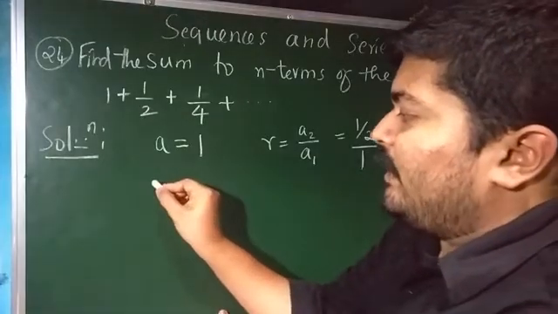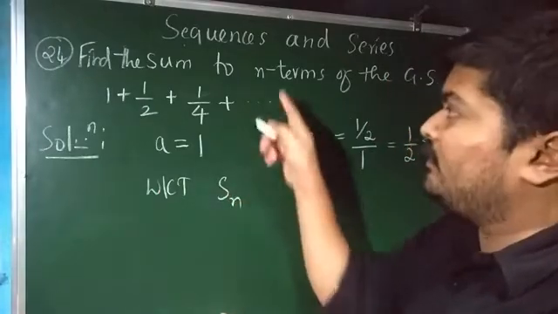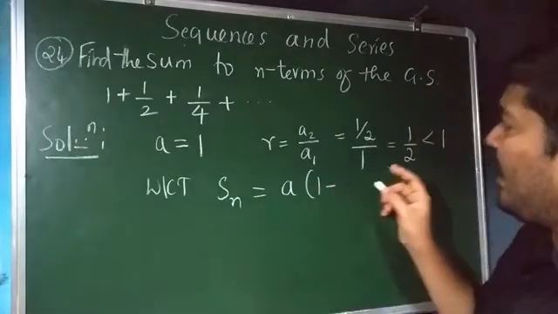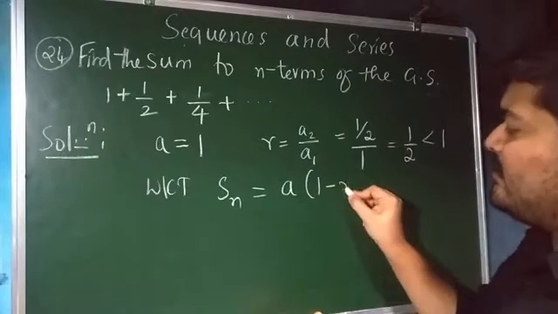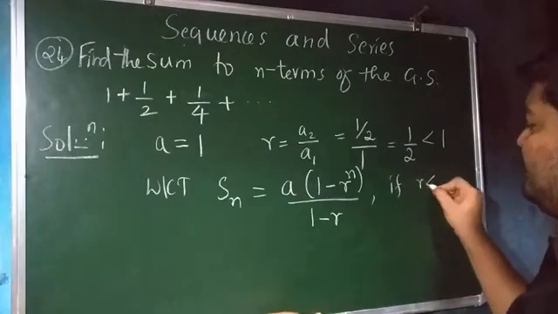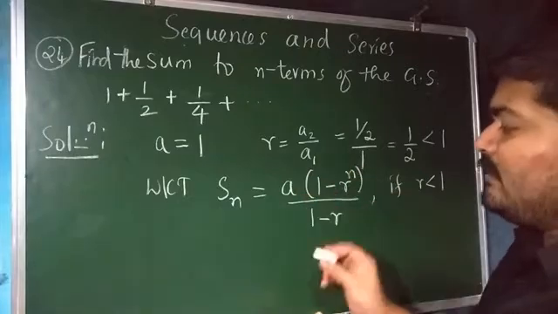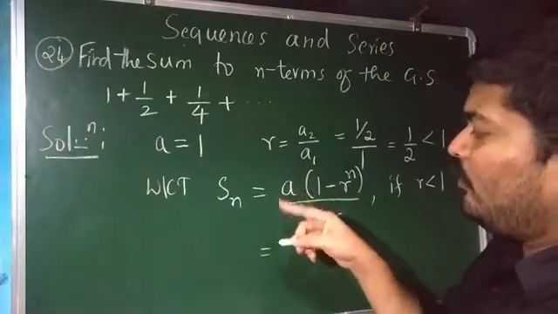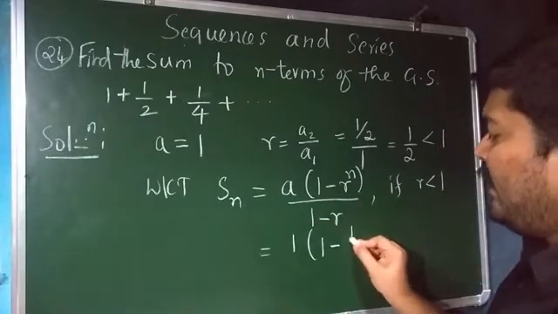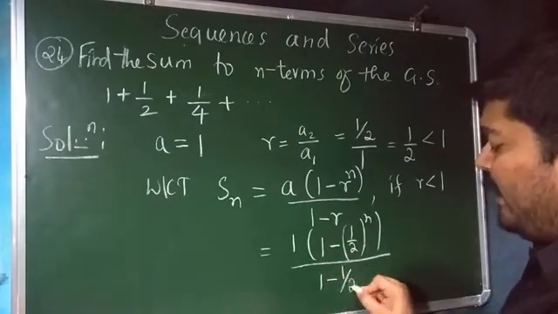Therefore, we know the formula for Sn, the summation of n terms of this particular geometric progression, that is a into 1 minus r power n whole divided by 1 minus r, provided r is strictly less than 1. Here we have r strictly less than 1, so your task is to utilize this formula. Now substitute the values. What you are left with: a is equal to 1, 1 minus 1 by 2 whole power n, whole divided by 1 minus 1 by 2, isn't it?